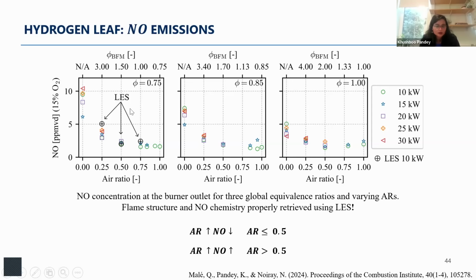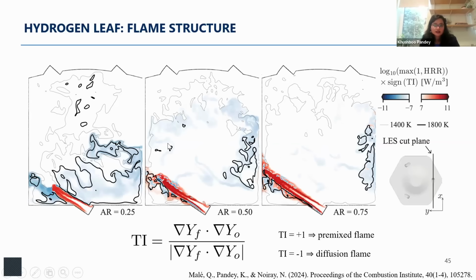The LES results are marked here with the black cross, and we see that LES is coming quite close to the experimental observations. The flame structure from the LES was retrieved and identified using the Takeno index, and we see that for AR ratio 0.25, most of the flame is diffusion dominated. And when we have AR ratio of 0.75, it is premixed flame dominated. This also helps us look at the temperature and how that affects the NO formation.